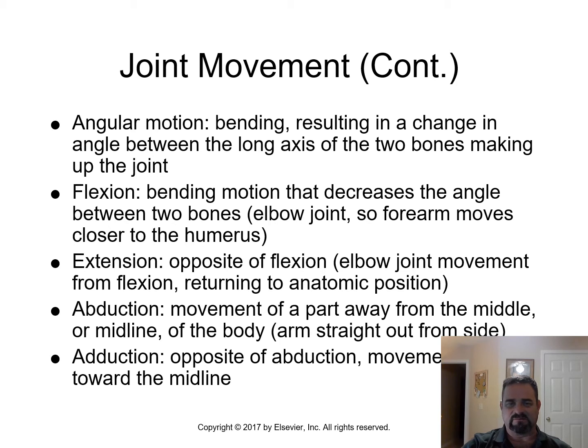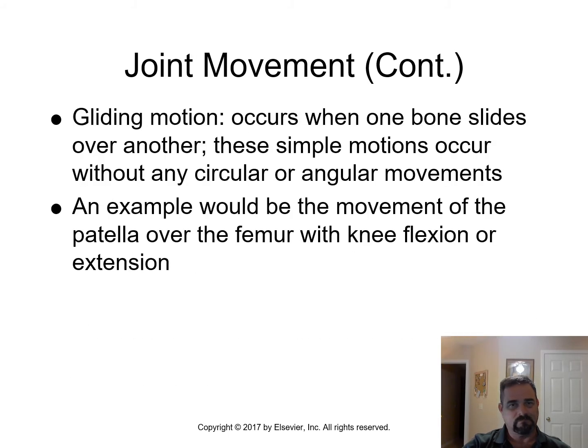Abduction versus adduction. Abduction is a movement of a part away from the middle or midline of the body, so arms straight out from the side. Adduction is the opposite of abduction. It's a movement towards the midline, so you're adding the appendage back to the body, not away from the body. Gliding motion occurs when one bone slides over another. These simple motions occur without any circular or angular movements. An example would be the movement of the patella over the femur with knee flexion or extension.